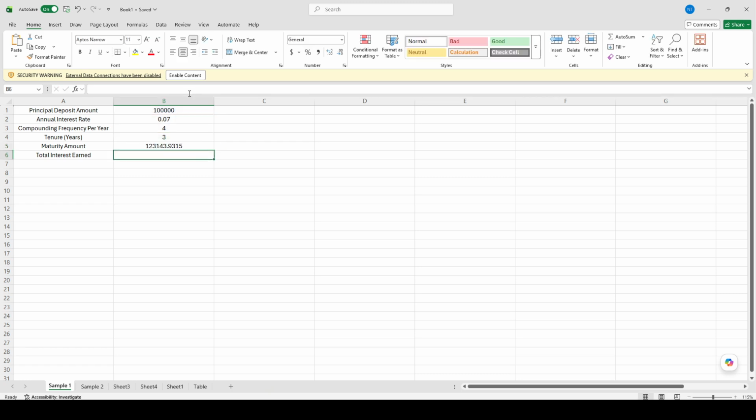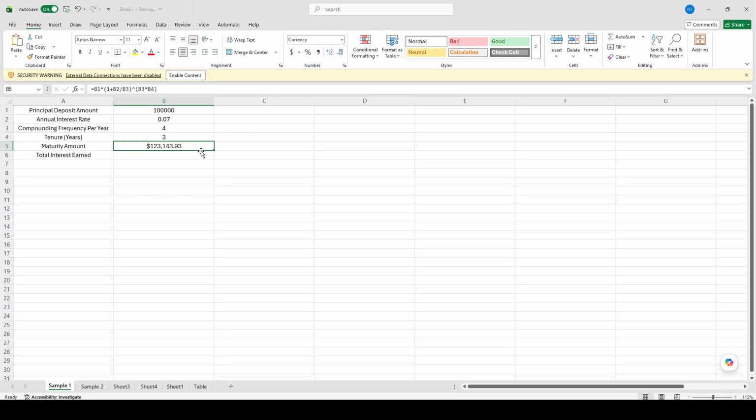Excel will now calculate the result and display the total maturity value in cell B5. This value represents the full amount you would receive at maturity, assuming the values in cells B1 through B4 are entered correctly, and the interest rate is formatted properly for the formula.